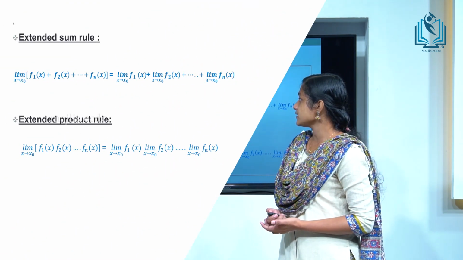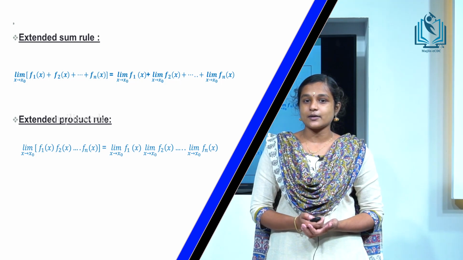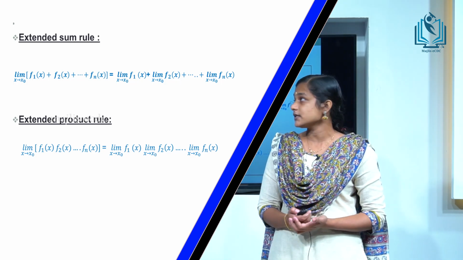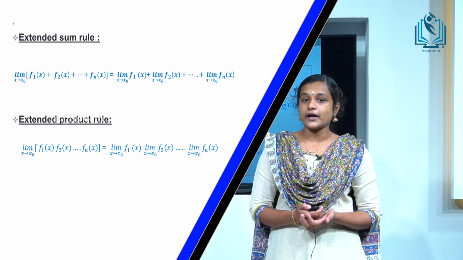Next we will discuss the derived properties of limit. First one is the extended sum rule. We have already discussed the sum rule of two variables. Here extended sum rule means the sum rule of n variables.